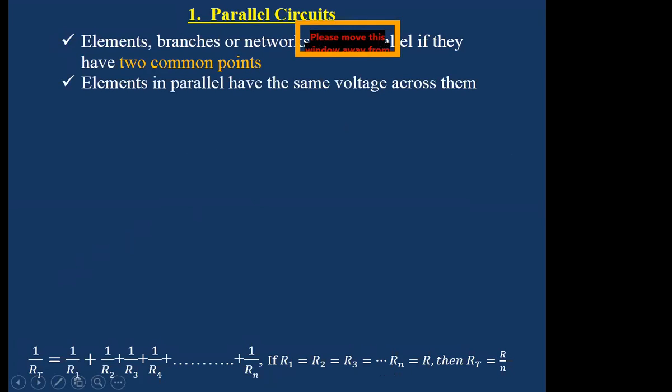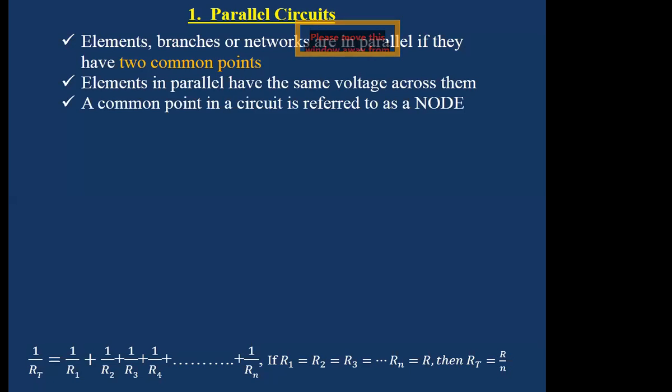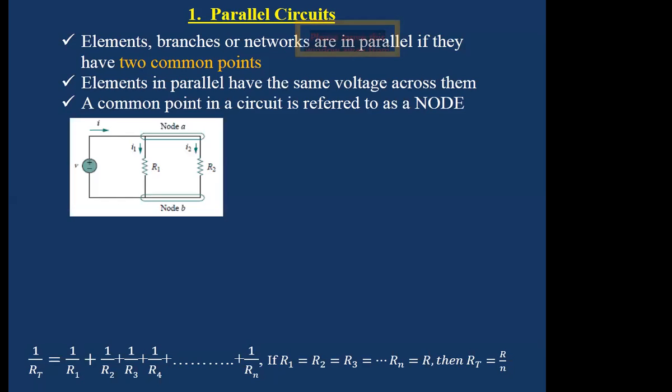So the characteristic of parallel networks is that they have the same voltage across them. That means the voltage that we measure across any two components that are in parallel should be the same. And any common point in a circuit is referred to as a node. You realize the importance of identifying nodes as we move on.